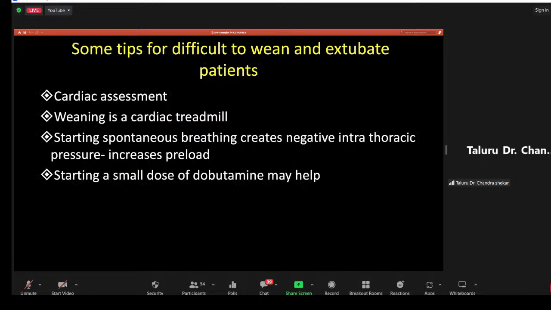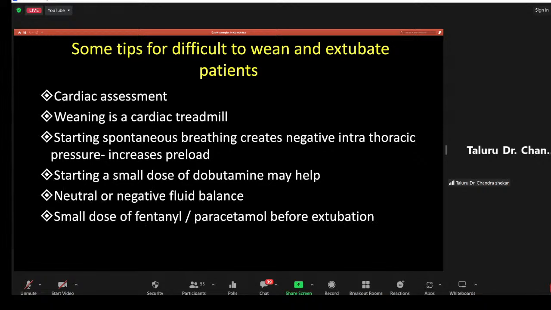So some of the tips for difficult to wean and extubate patients: cardiac assessment. We generally tend to start with a very small dose of dobutamine and keep the fluid balance neutral or negative. A small dose of fentanyl and paracetamol before extubation probably may allow us to extubate the marginal patients. Not every patient, if the ejection fractions are very low, but in the marginal patients, these three maneuvers, a small dose of dobutamine, negative fluid balance, and a small dose of fentanyl and paracetamol before extubation, do help.